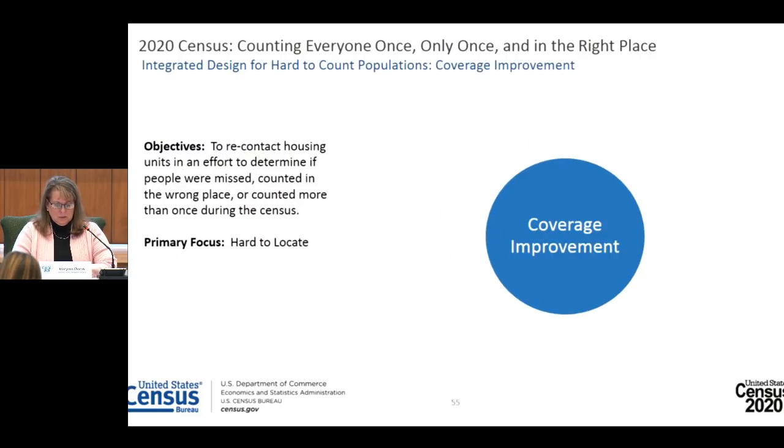Coverage improvement. You will not see coverage improvement listed as one of the 35 operations on the operational placemat. Coverage improvement is a component within the non-response follow-up operation. From a hard-to-count perspective, coverage improvement is unique in that we already have a response for an address. However, there is some question about the response. The objective of coverage improvement is to recontact housing units in an effort to determine if people were missed, counted in the wrong place, or counted more than once.